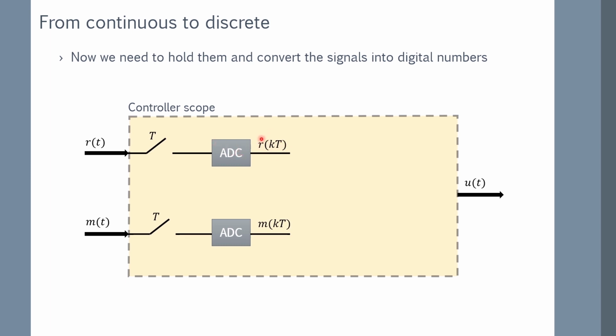And I'm still going to call it R of kT because in this lecture we're not going to really look into the effects of digitization in the controller. We're going to only focus on the effects of discretization, not digitization. So basically, let's say you have an ADC that is 8 bits, you can only have 256 values for R of kT. We're not going to look into that in this lecture. Okay, so let's move on.